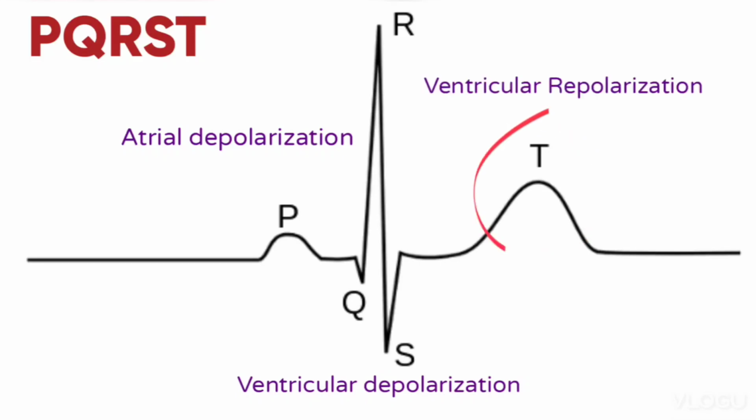The T wave represents ventricular repolarization. This is when the ventricles are relaxing. Keep in mind that every depolarization is always followed by repolarization. So every contraction will be followed by relaxation.